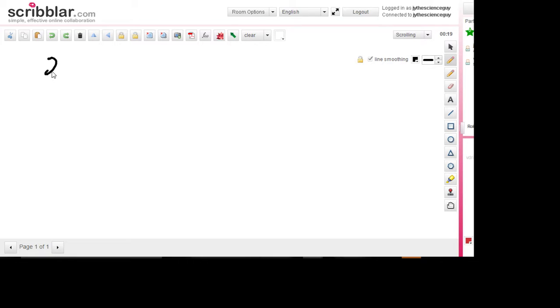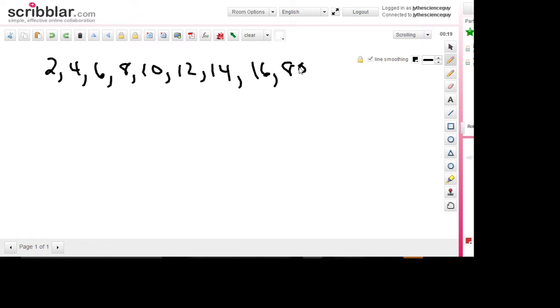2, 4, 6, 8, 10, 12, 14, 16, 18, and then this last one is 20. So this is kind of a pattern question. We could do this by brute force, by just taking all of these numbers, adding them together, and then dividing by 10.